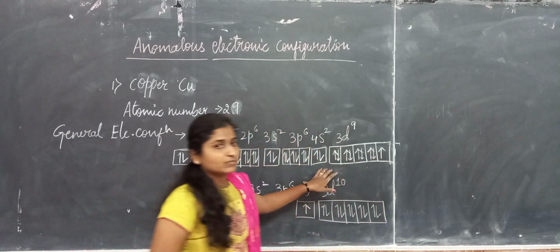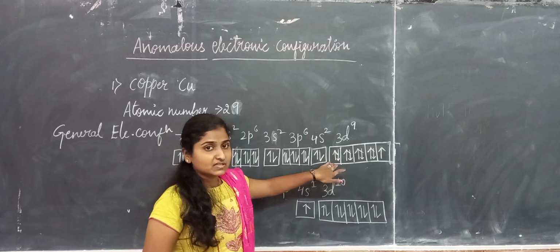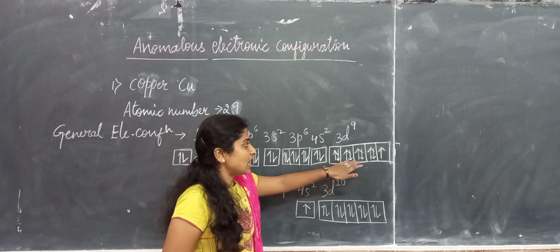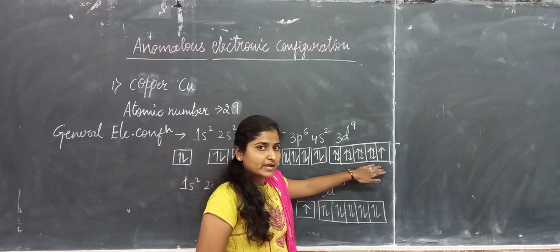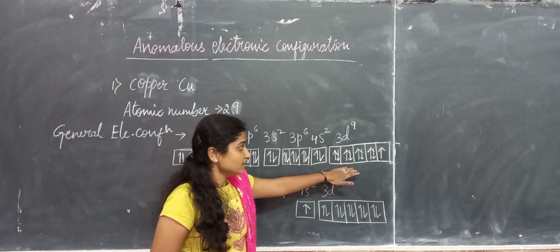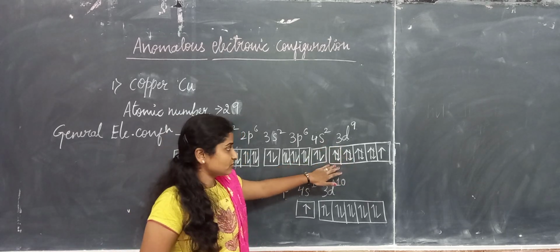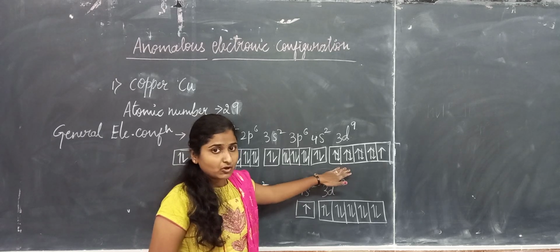Here in the 3d orbital we have 9 electrons. Here the pairing starts with the 6th electron. First we have to occupy the orbitals with single electrons. Once the orbitals are singly occupied, then from the 6th electron pairing starts. So we have 9 electrons in the 3d orbital and it is a partially filled atomic orbital.